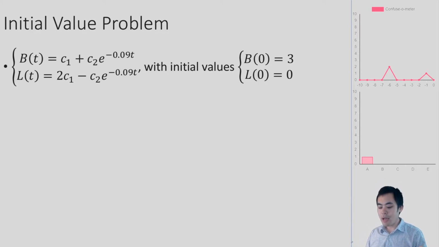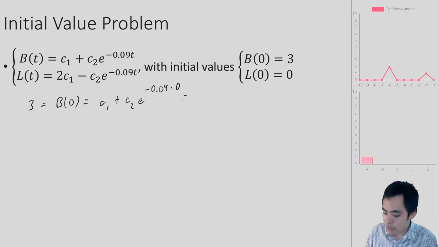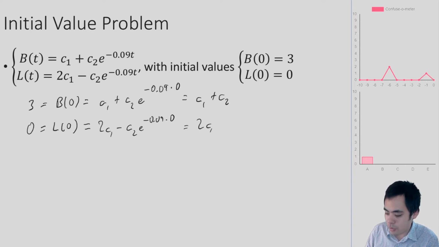Now we should use the initial values. We have these two equations: b of t is equal to some constants times e to the minus 0.09 t, and we also have a formula for L of t. We had our initial values, which were 3 milligrams and 0 milligrams, and you can plug this in. You get 3 is equal to b of 0, which is c1 plus c2 times e to the minus 0.09 times 0, which is c1 plus c2. And you also get 0 is equal to L of 0, which is 2c1 minus c2 times e to the minus 0.09 times 0, which is 2c1 minus c2.